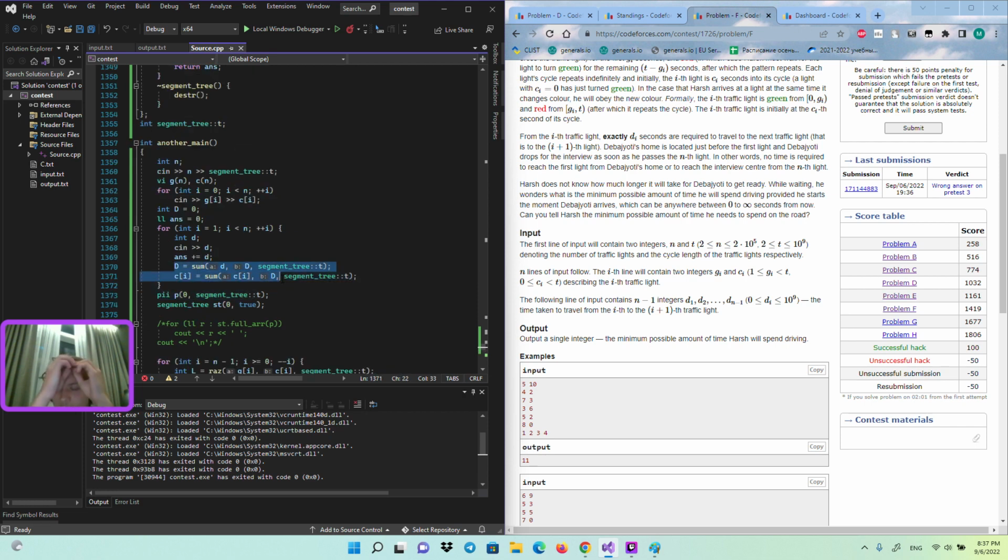So is this correct? Again, what are these CIs? These CIs are just what light is there on the ith lights. What moment? So when we spent d seconds, it is added. Yes, this is correct.